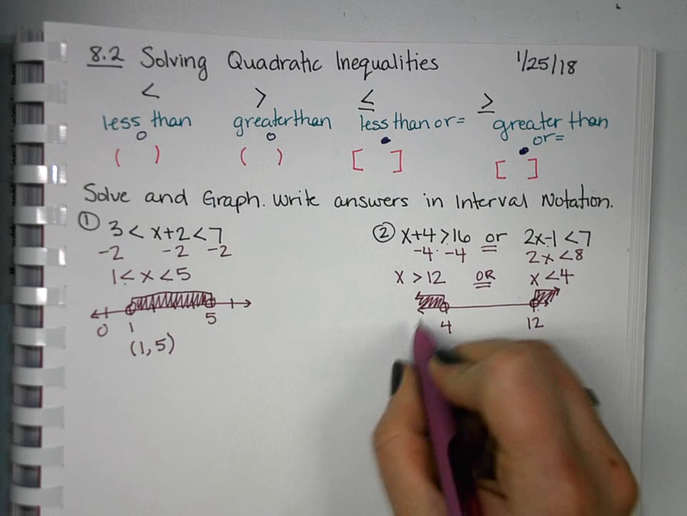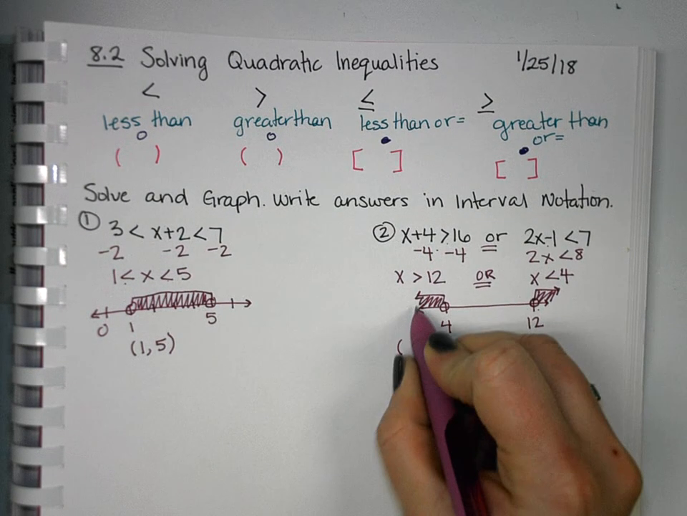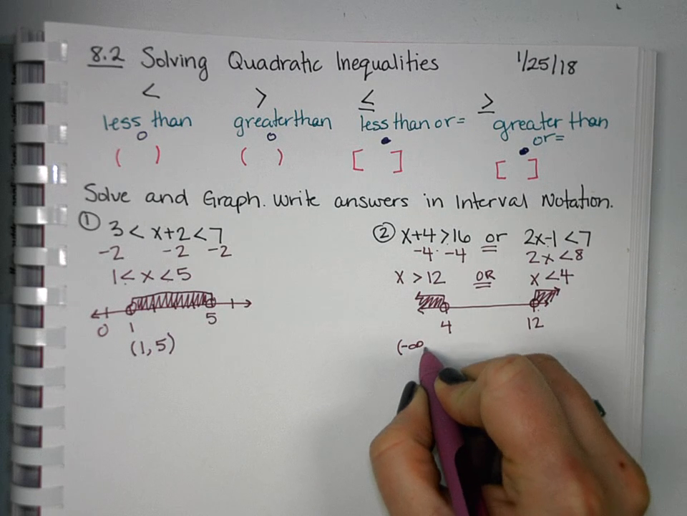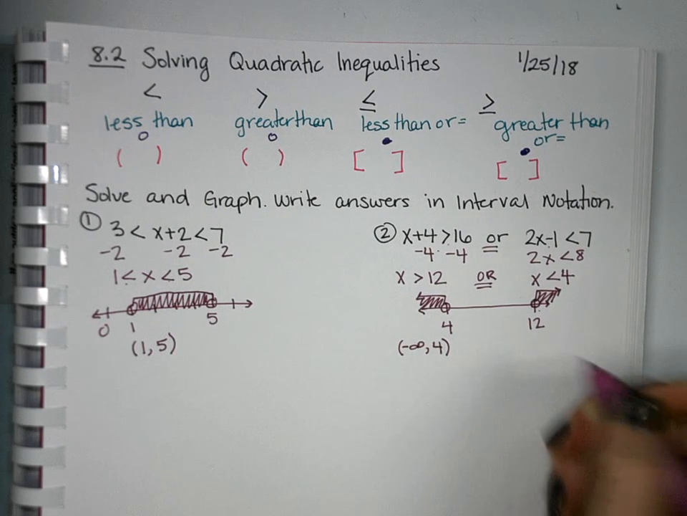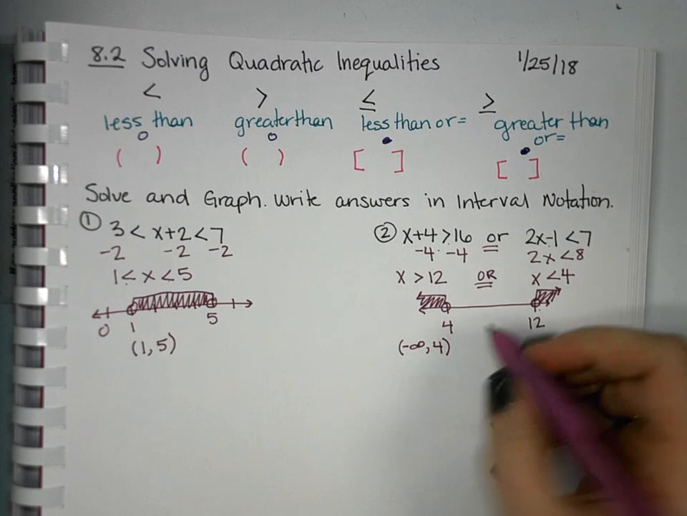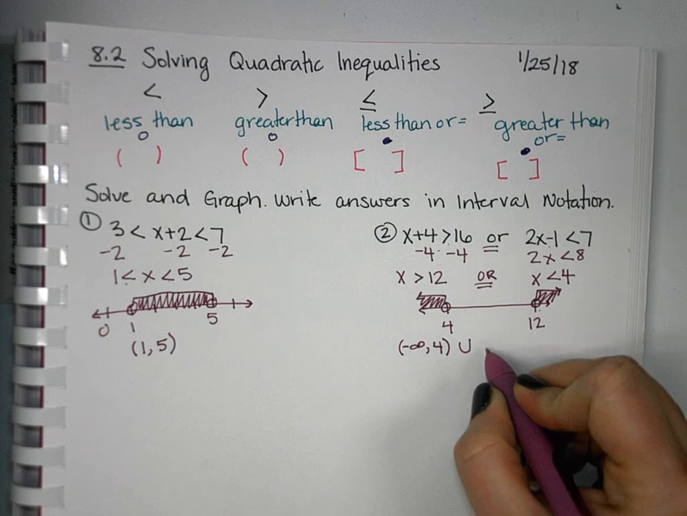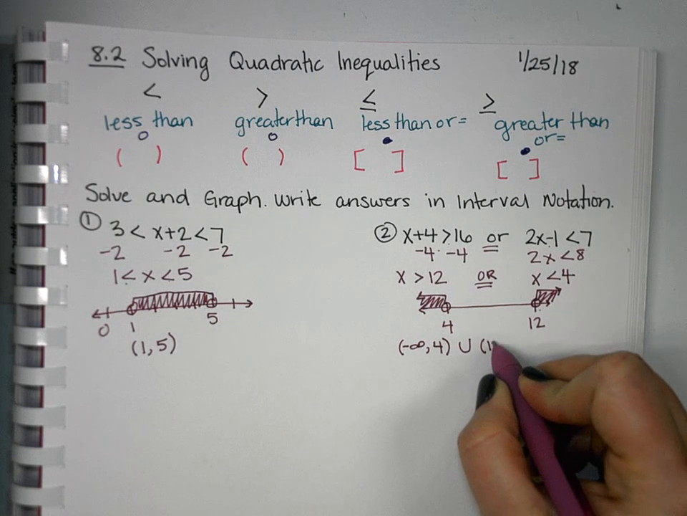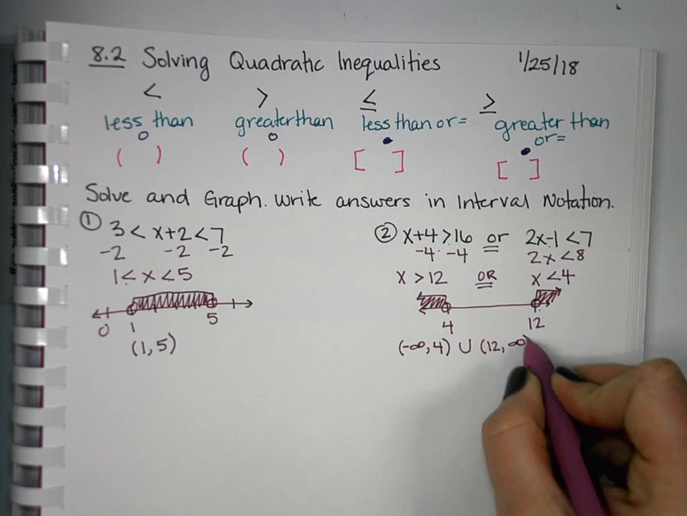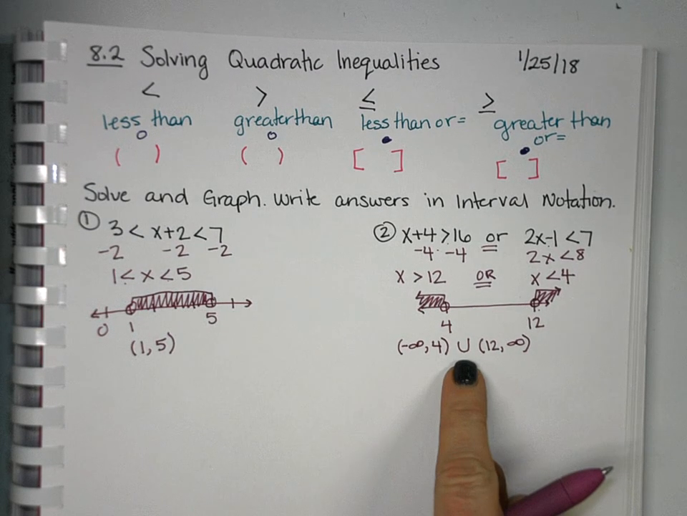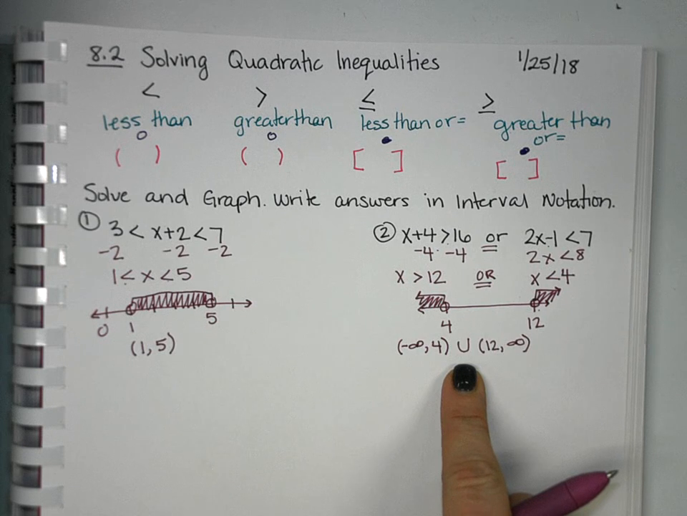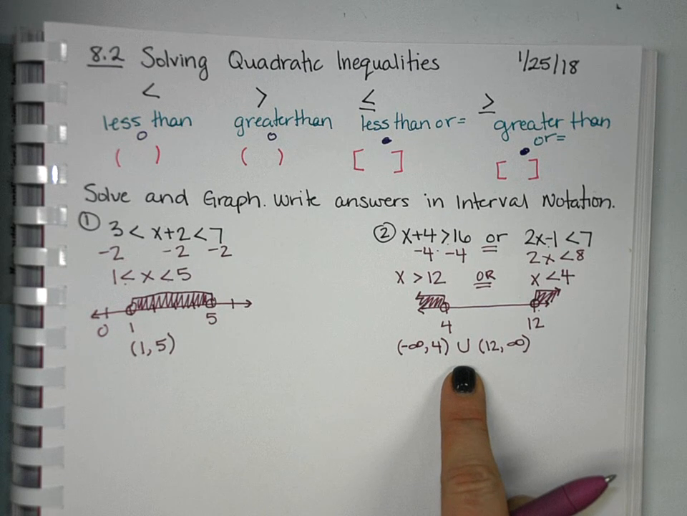So when we do our interval notation, we'll have from -infinity to 4, again in parentheses, in union with 12 to infinity. So here we have our union symbol that will combine our two intervals or tell us that both of them could work for a solution.